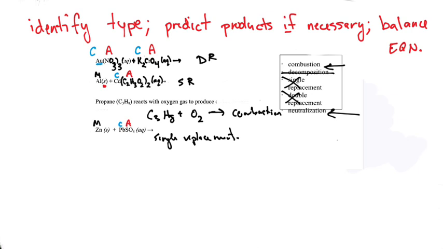So we've identified the type. We're all good with the types? Cool, which then moves us to predicting the products. Okay? When it says predict the products, there's an interesting caveat. It also says, if necessary. Are you required to predict the products for all of our chemical reactions?